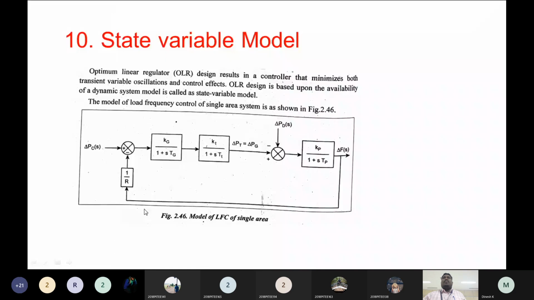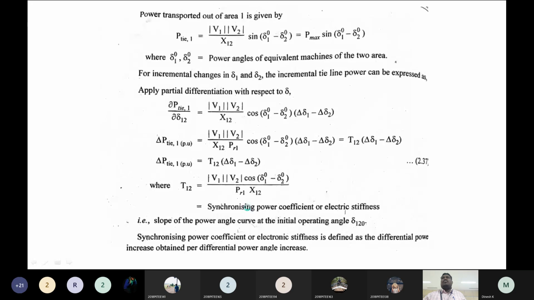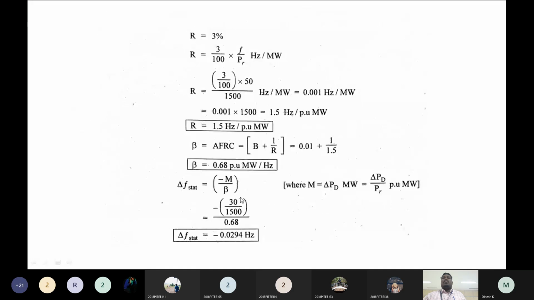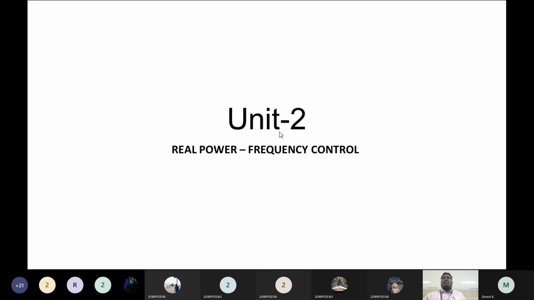That's your real power frequency control. We have completed that. So real power frequency control, we have completed. So I will just brush up on the topics we have discussed so far.